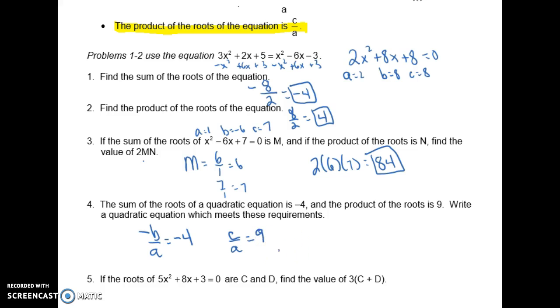Now, if you look at those two numbers, what's significant about those is they're both whole numbers. So I could, if I wanted to, and I think I do, write that negative 4 is negative 4 over 1, and the 9 is 9 over 1. What that tells me then is that a is 1. If the opposite of b is negative 4, then b is 4. And if we have that fraction, then c has to equal 9. So one equation I could have is x squared plus 4x plus 9 equals 0.